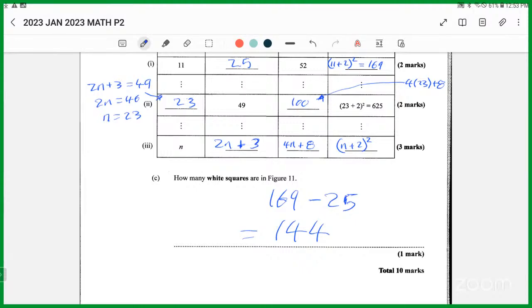Okay, how many people online? 1, 2, 3, 4, 5, 6.